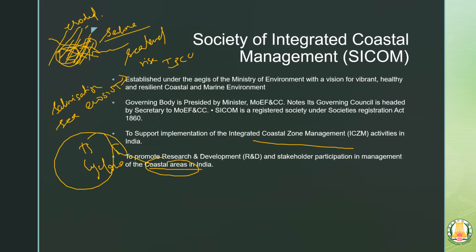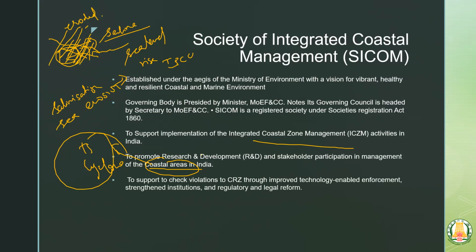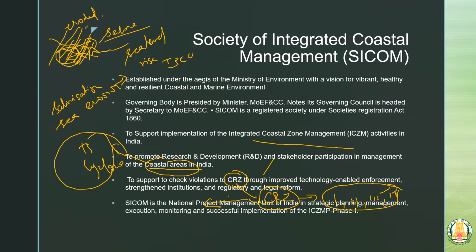So this is about this, and this society will also check the violations of CRZ, that is Coastal Regulation Zone, through improved technology enabled enforcement, strengthened institutions, and regulatory and legal reform. Friends, this I have already taught you in a separate class. So Coastal Regulation Zone, there are 4 regulation zones, 1, 2, 3, 4. In 3, there is also 3A. So we have already studied all this. If anyone violates this CRZ act, this society will also look into it.